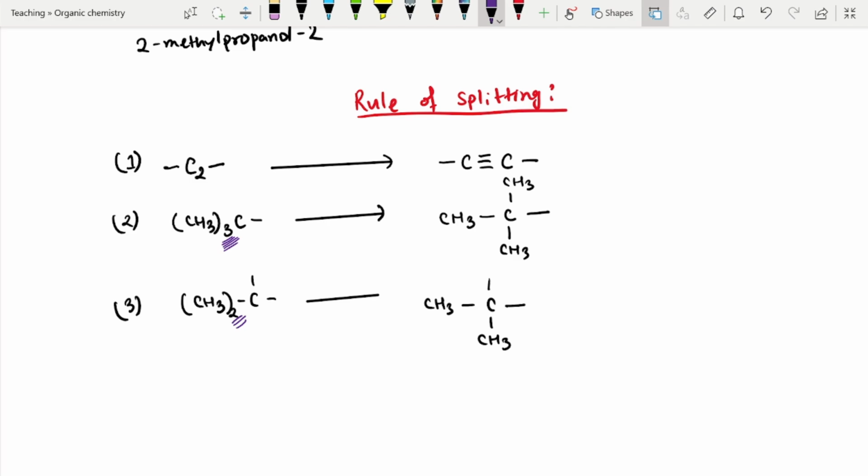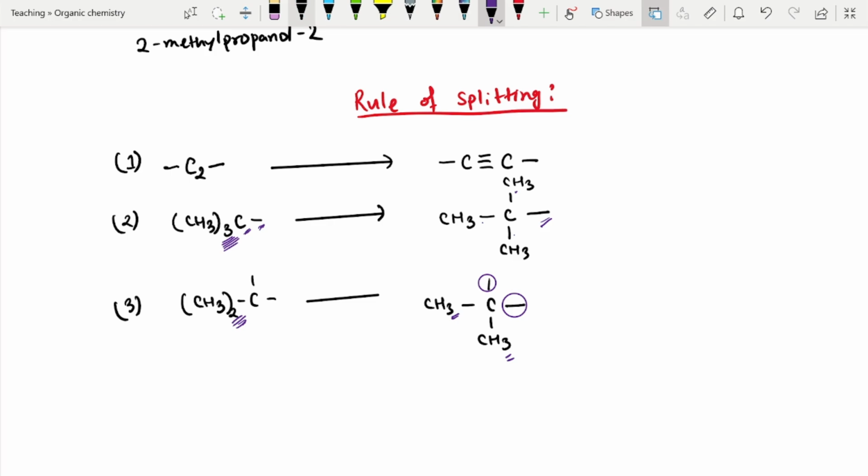So here we can see that this carbon already has one vacant hand, and the rest of the 3 hands contain methyl. That's what I did here. Here also the carbon has two vacant hands, and the rest of the 2 hands contain methyl, right?